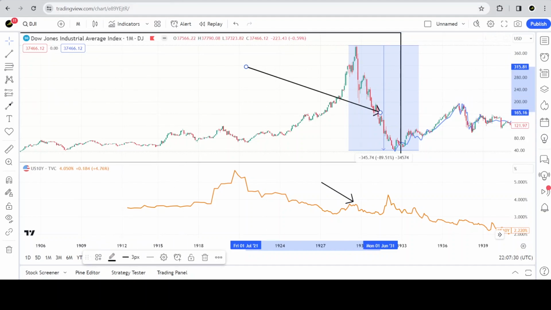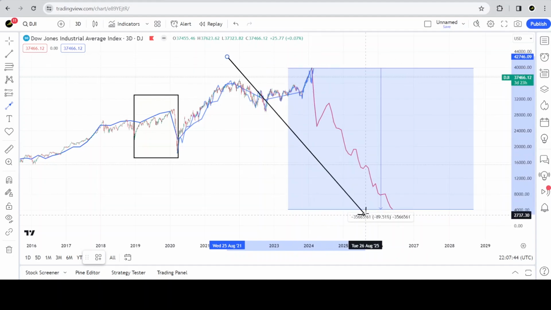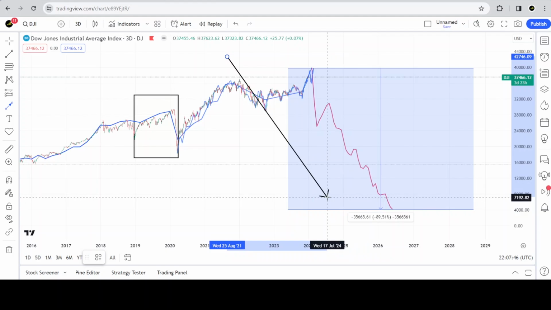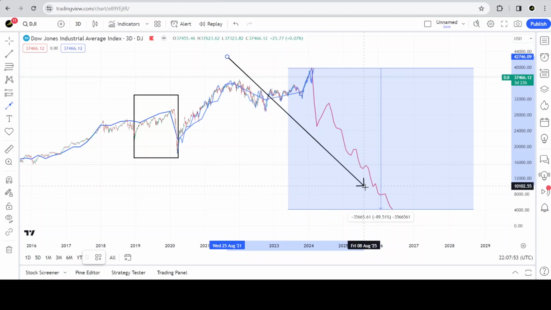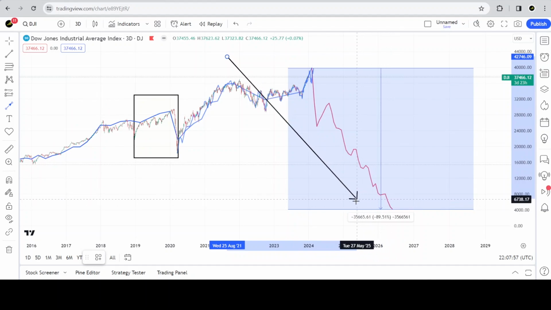Let's jump over to today's Dow Jones. So if this is the peak, which it could not be, it could be higher, it could be lower, and we did experience an 89.51% drop. I'm not saying that we will. All I'm doing is taking the past decline and copy and pasting it over here. This is the Dow Jones decline. This is what it would look like.